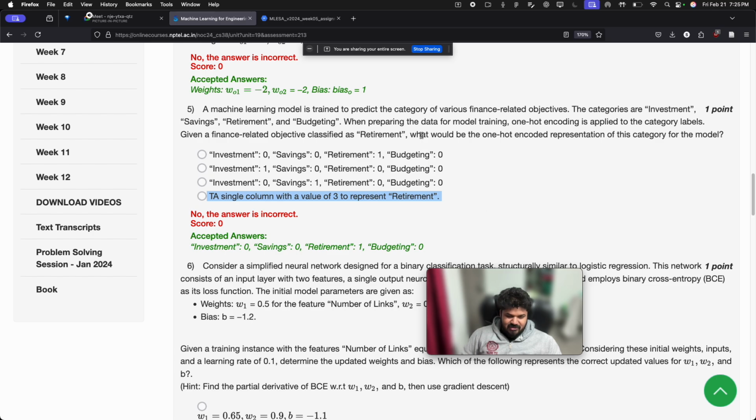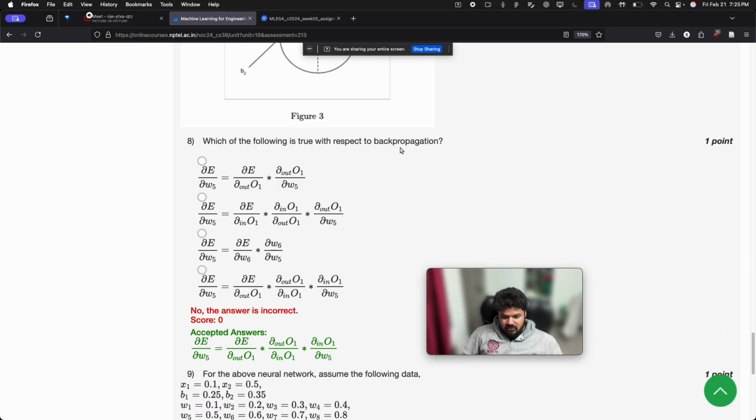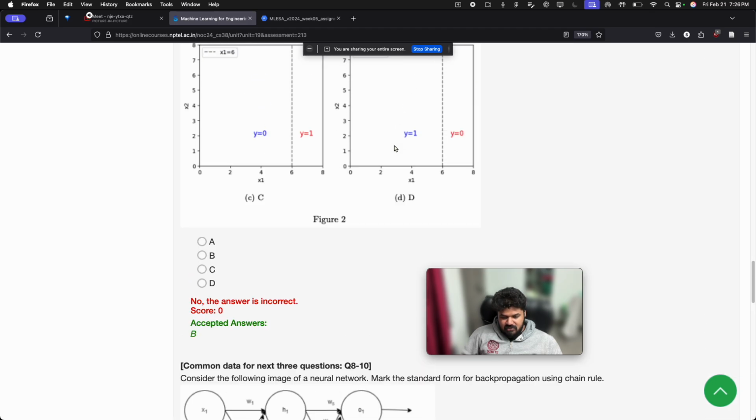We cannot create a single column, otherwise it would not be one hot encoding. Since currently there are 4 categories, and 4 categories can be handled simply, they don't even require one hot encoding. But had it been 20 categories or something, then we would have required one hot encoding, and that's why it is used. So the correct answer will be retirement 1, others 0.